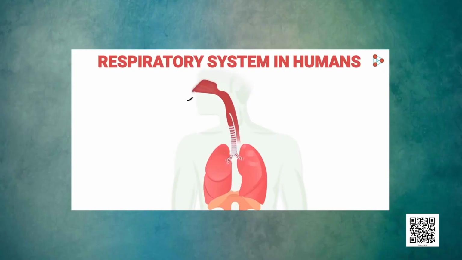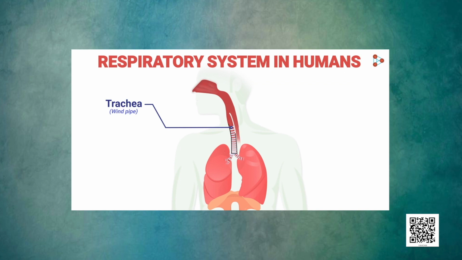The air then enters the pharynx, which is in fact a common passage for all the food materials and for the air that we breathe in. But there is a portion where the pharynx gets divided: one part of it opens into the esophagus, and the other part opens into the larynx, which is our voice box. It is inside the voice box that we have a pair of vocal cords. Because of the vibration of the vocal cords, we are able to produce sound.